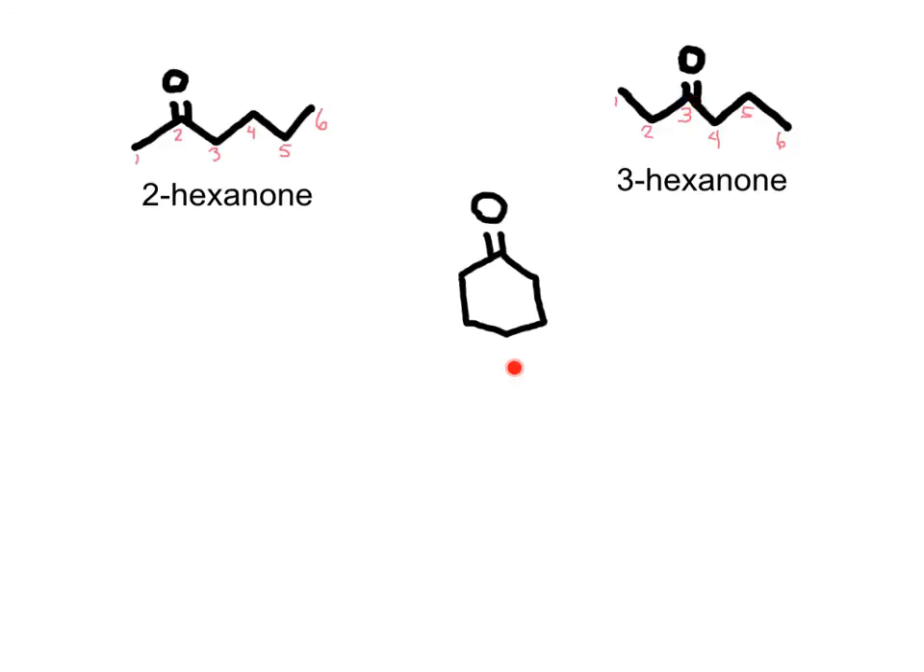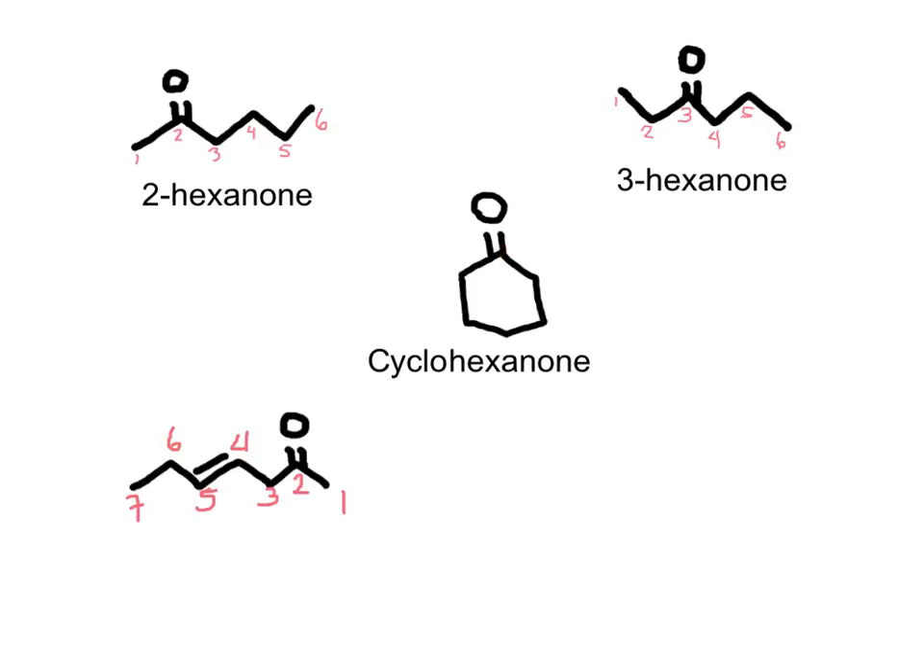Now we need to name a cyclic one. This is also a hexanone, but it's in the cyclic form. Therefore, the name of this one will be cyclohexanone. Observe that we are not including the position of the carbon-oxygen double bond because it is understood that this is carbon number 1.